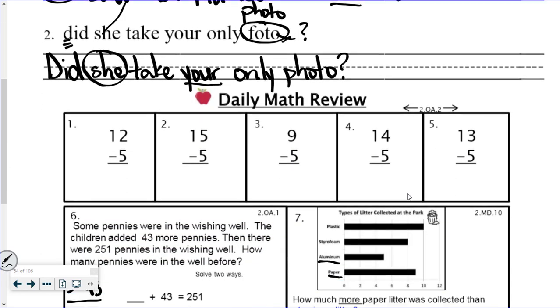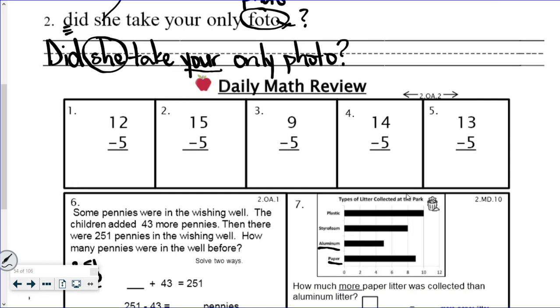Alright, daily math review. 12 minus 5 is 7. 15 minus 5 is 10. 9 minus 5 is 4. 14 minus 5 is 9. And 13 minus 5 is 8.